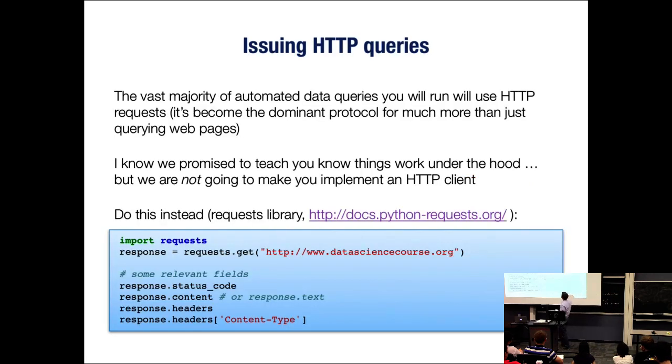OK, so let's talk about querying data from the web. And I should say that for the most part, almost all data you query is going to be over the web. There are a lot of other protocols that existed in the past, FTP. SFTP is still used pretty widely, but that's much more for just downloading one-off files. When you talk about APIs, or scraping web pages, the vast majority of those, the way you'll do that is by issuing HTTP requests. HTTP stands for the Hypertext Transfer Protocol.